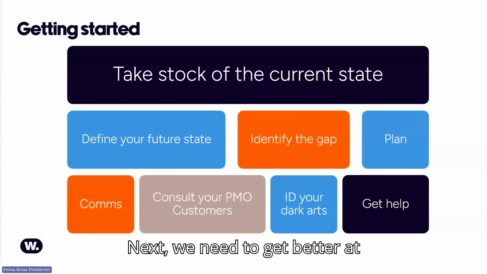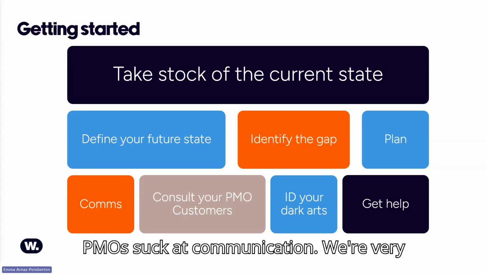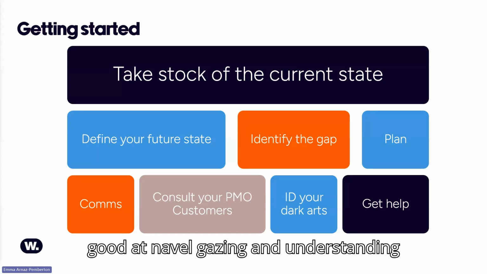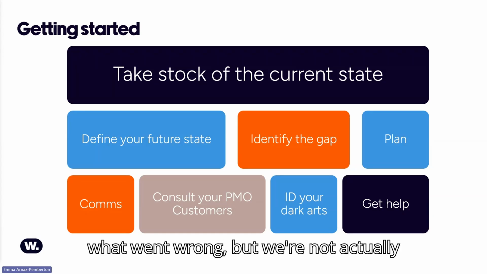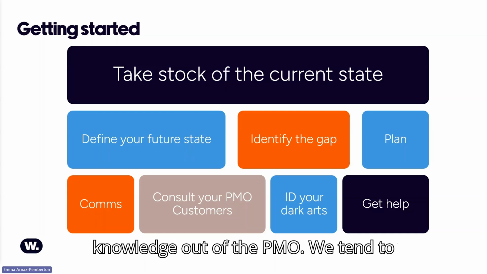Next, we need to get better at communicating. As a general statement, PMOs suck at communication. We're very good at navel gazing and understanding what went wrong, but we're not actually very good at pushing information and knowledge out of the PMO.